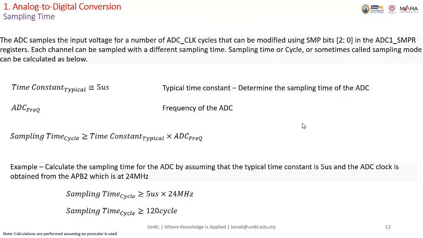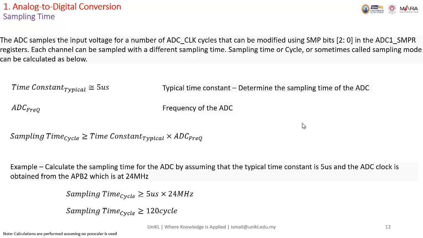Okay, and lastly, sampling time. What is sampling time? The ADC samples the input voltage for a number of ADC clock cycles that can be modified using the SMP bits, SMP[2:0], that means bits 0, 1, and 2, in the ADC SMPR, sample period register. Each channel can be sampled with a different sampling time. So we can set the sampling time, right? Later, you can see in the video how I configure it.